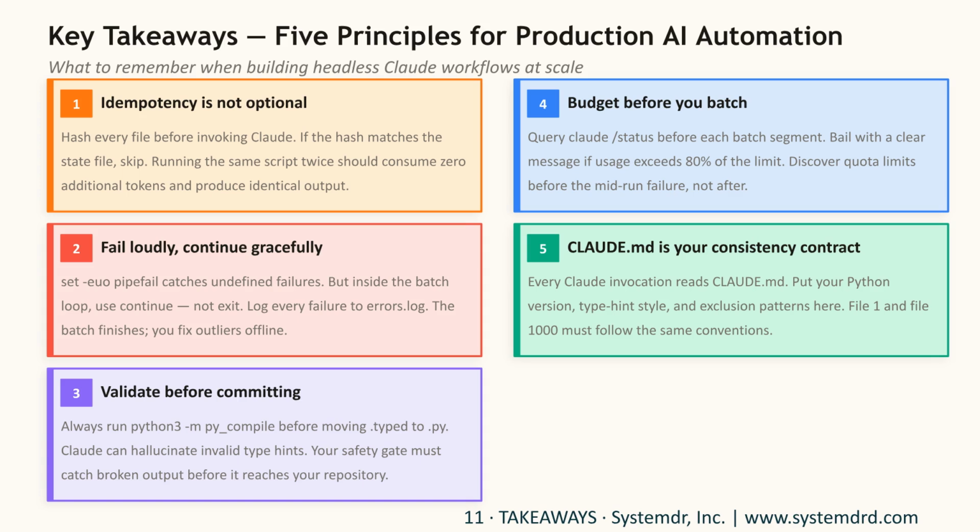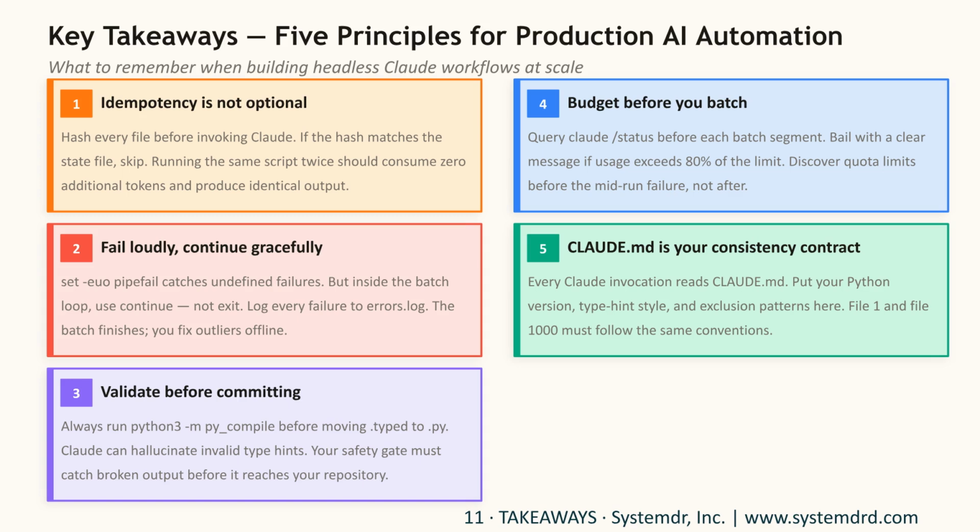Principle 5. CLAUDE.md is your consistency contract. The state file handles idempotency. CLAUDE.md handles consistency. Without it, Claude makes fresh judgment calls on every file, and the judgment for file 1 may contradict the judgment for file 50. Put your Python version, type hint style, and exclusion patterns in CLAUDE.md and update it when conventions change.